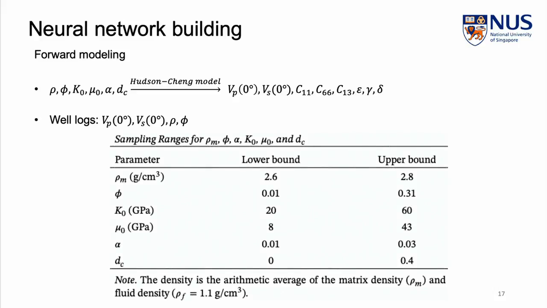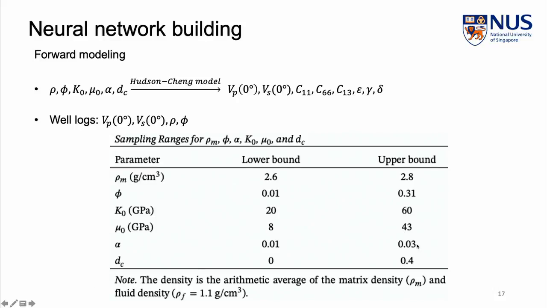So this is the sampling range for rho, the density of the matrix. The porosity, aspect ratio, K0, mu0, and crack density. The actual density in a rock is the arithmetic average of the matrix density, rho m, and the fluid density, rho f, for a given porosity. So we use these parameters, and these are the lower bound and upper bound: porosity, K0 this range, mu0 this range, aspect ratio this range, and crack density over this range.